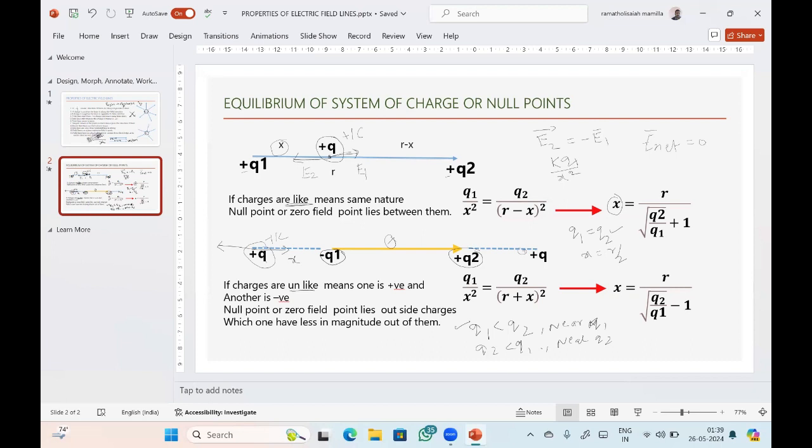If we see here Q1 is less, Q1 is less means this root value will become more. So this total denominator will become more, and x will be less. Therefore, we can say here the null point lies near the smaller charge.